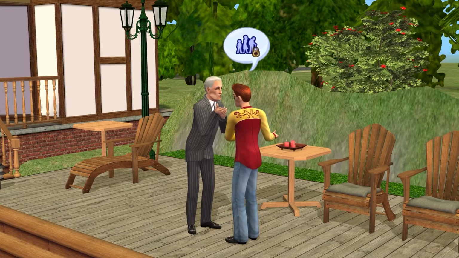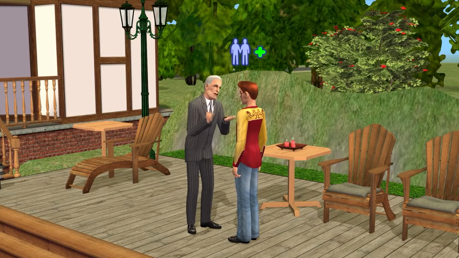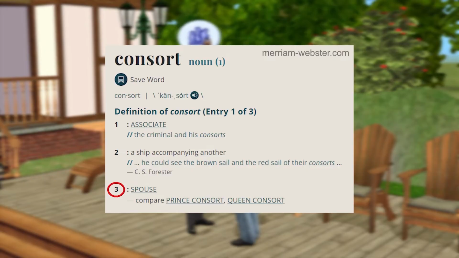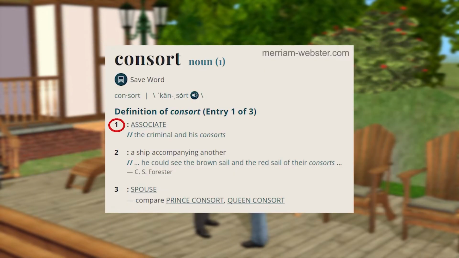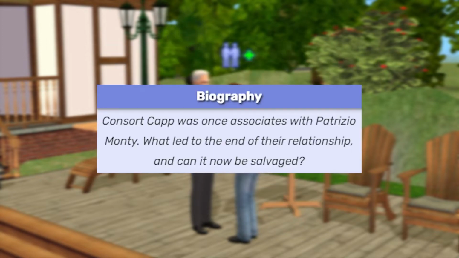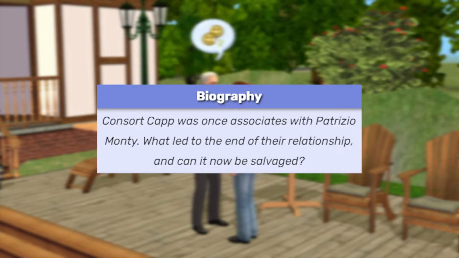Consort has a very interesting name actually. A consort is the spouse of a ruler, which makes sense given that Contessa is supposed to be the head of the family. Consort is from the Thebe family, which is also a matrilineal family. You can see that Andromache is the one who gave her name to Hector. A consort is also an associate, which is the exact word that the devs use in Consort's bio to describe his relationship with Patrizio when they were younger. Consort Cap was once associates with Patrizio Monti, so that's a nice touch there.